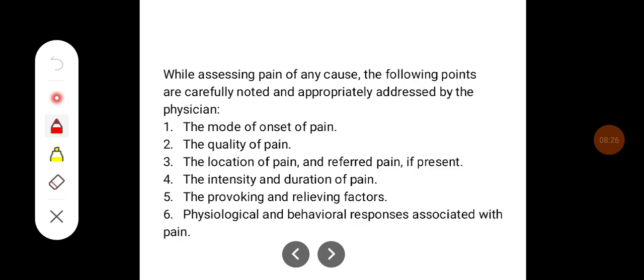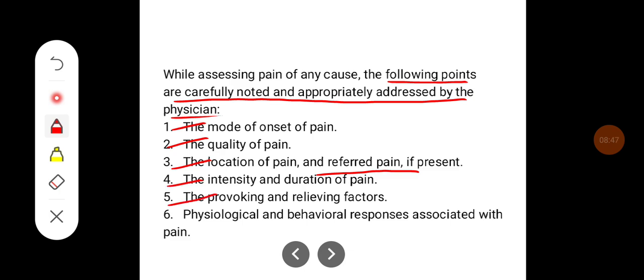While assessing pain of any cause, the following points are carefully noted and appropriately addressed by the physician. The mode and onset of the pain, the quality of the pain, the location of pain and referred pain if present, the intensity and duration of the pain, the provoking and relieving factors, and physiological and behavioral responses associated with the pain.